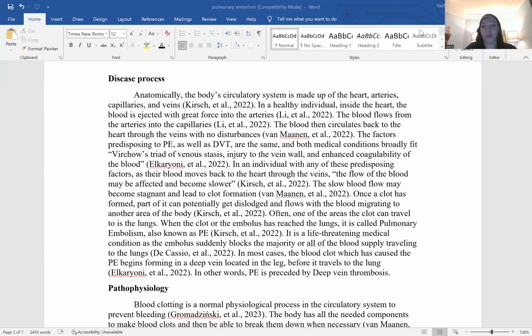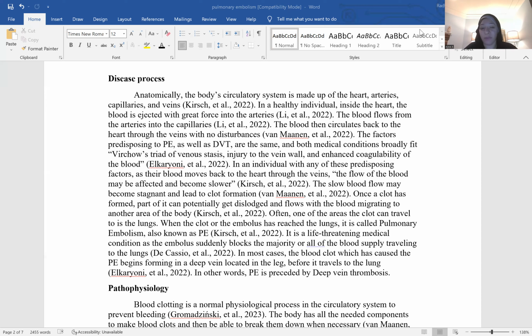The predisposing factors for pulmonary embolism as well as DVT are the same, and both medical conditions broadly fit Virchow's triad of venous stasis, injury to the vein wall, and enhanced coagulability of the blood. In an individual with any of these predisposing factors, as their blood moves back to the heart through the veins, the flow of the blood may be affected and become slower. The slow blood flow may become stagnant and lead to clot formation.